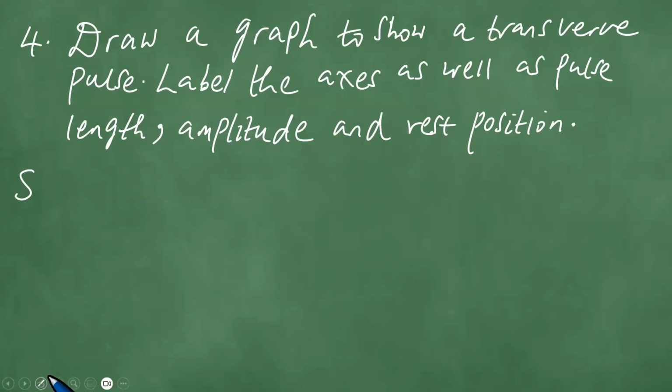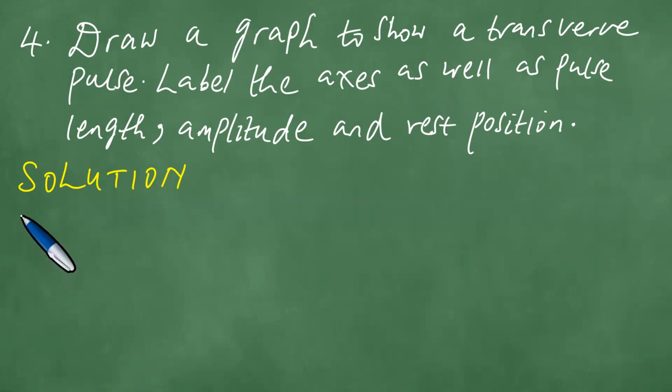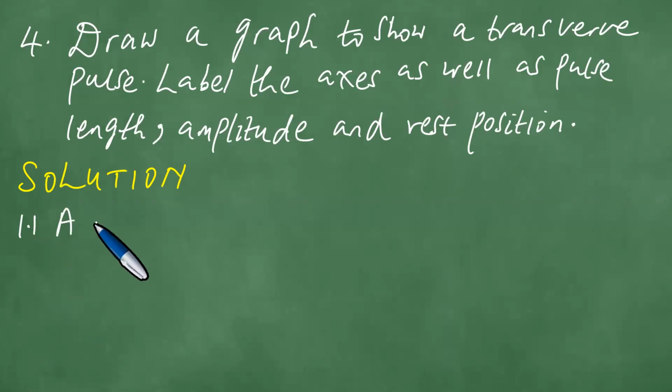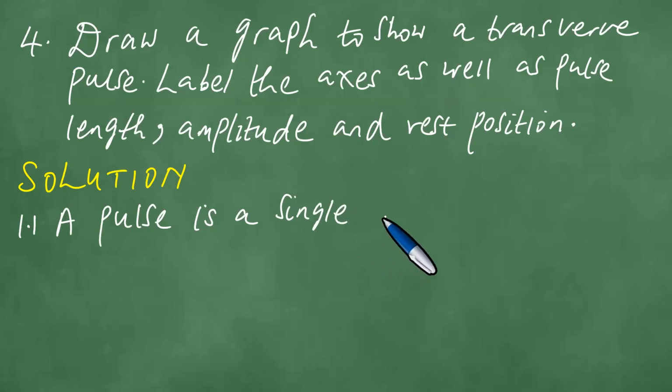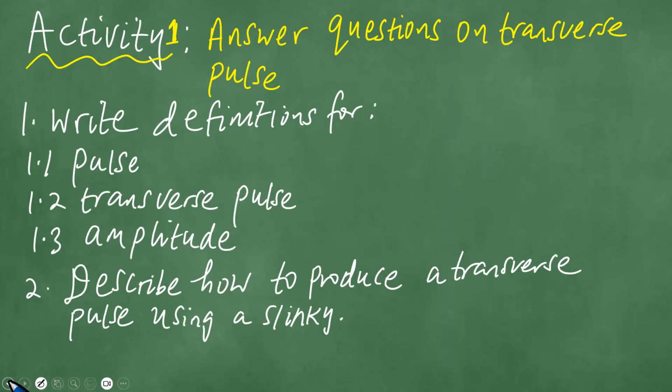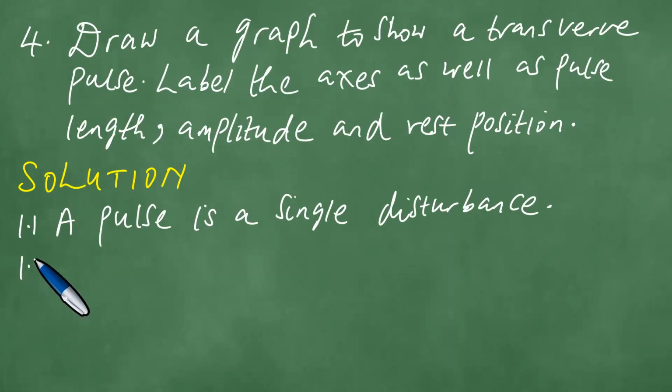So look at the solutions here. Good, well done. 1.1, a pulse is a single disturbance. 1.2, a transverse pulse. A pulse that moves across at right angles to the direction of propagation. Definitely.